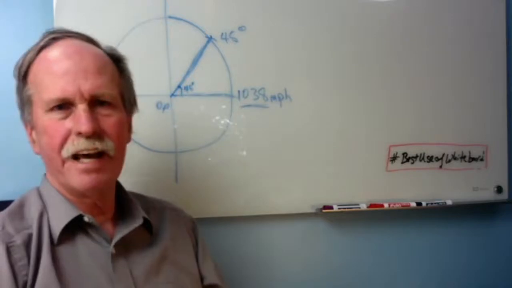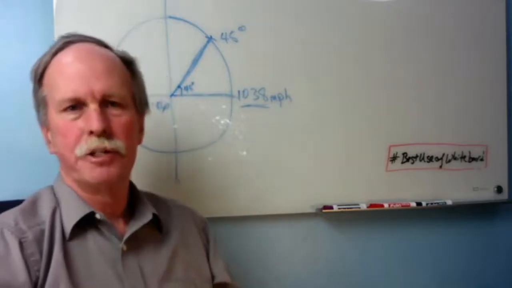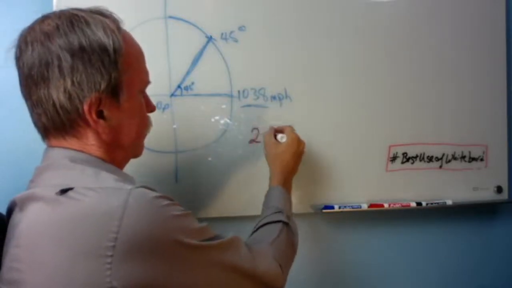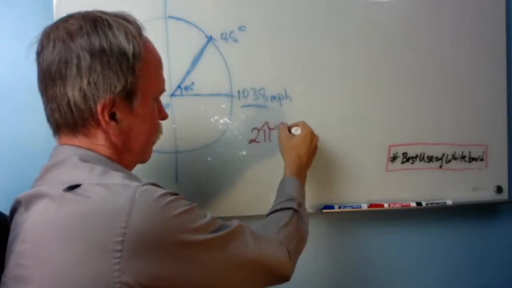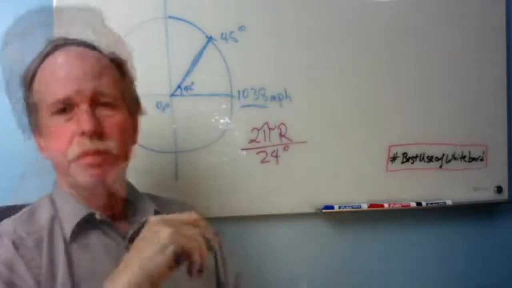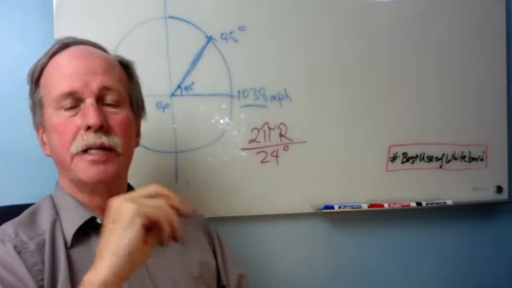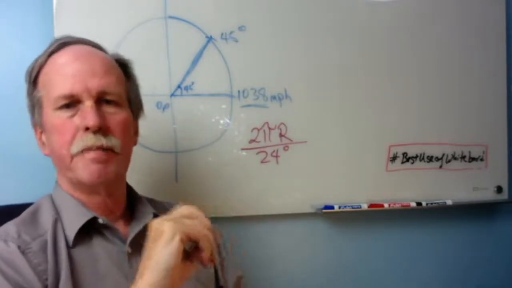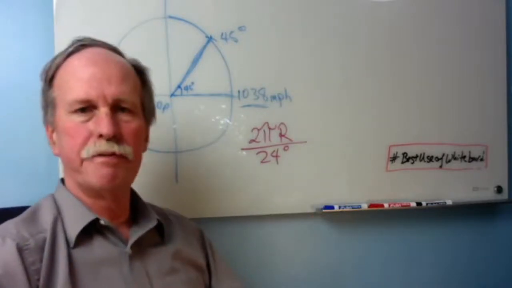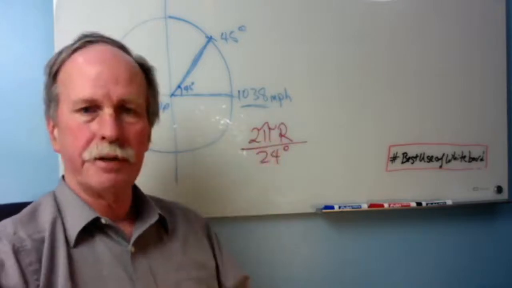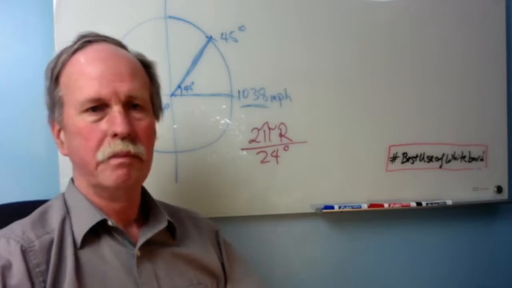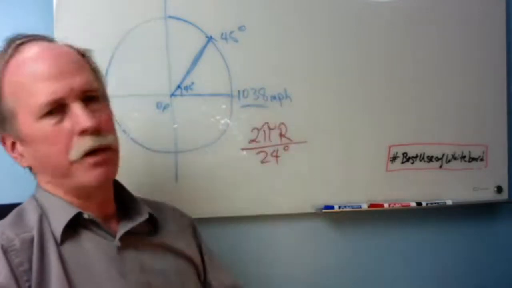Now, what exactly determines your rotational speed in miles per hour? So here's the formula for that. The rotational speed is 2 pi times the radius of the Earth divided by 24 hours. This gives us the circumference. We divide it by 24 hours, which is the rotational period of the Earth, and that gives us miles per hour, and it works out to 1,038. Easy peasy. But what about up at 45 degrees?